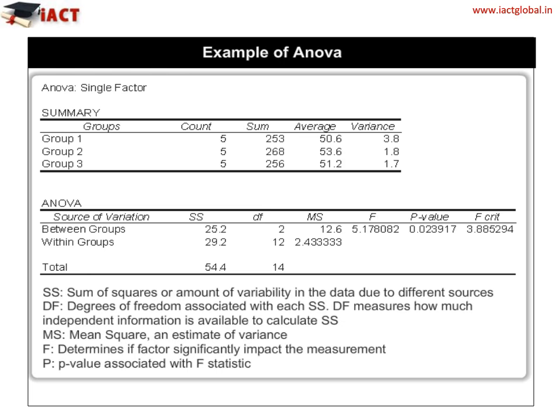SS, or sum of squares, is the amount of variability in the data due to different sources. DF is the degrees of freedom associated with each SS. DF measures how much independent information is available to calculate SS. MS, or mean square, is an estimate of variance. F determines if the factors significantly impact the measurement. P is the p-value associated with the F statistic. We have to check whether the p-value is greater or less than 0.05.